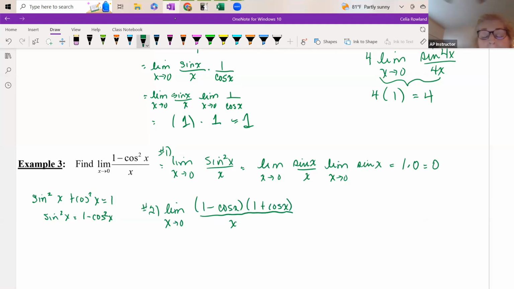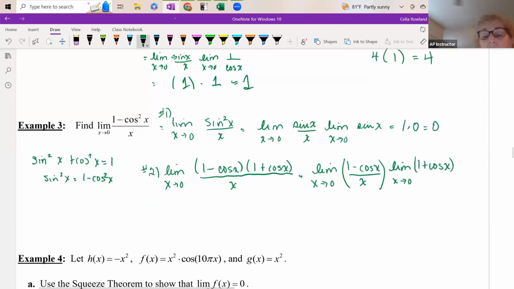Okay, so I can break this up again. So this is the limit as x goes to 0 of 1 minus cosine x, I'm going to put the x over here, times the limit as x goes to 0 of 1 plus cosine x.